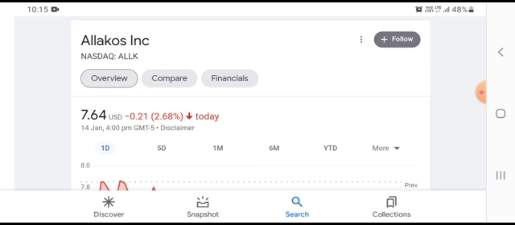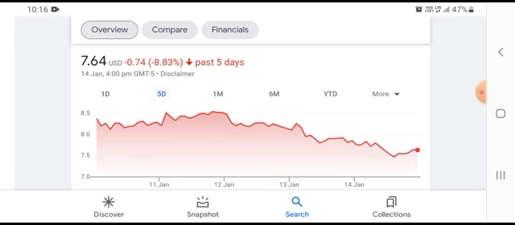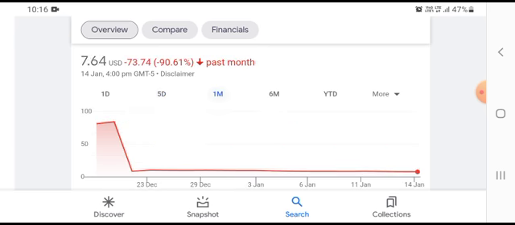So we can easily see that the stock was trading at $7.64, at $0.21 losses, with 2.68% negative loss. In a 5 days time frame, the stock was trading at $0.74, losses with 8.33% negative loss. In a 1 month time frame, the stock was trading at $73.74, losses with 90.61% negative loss.